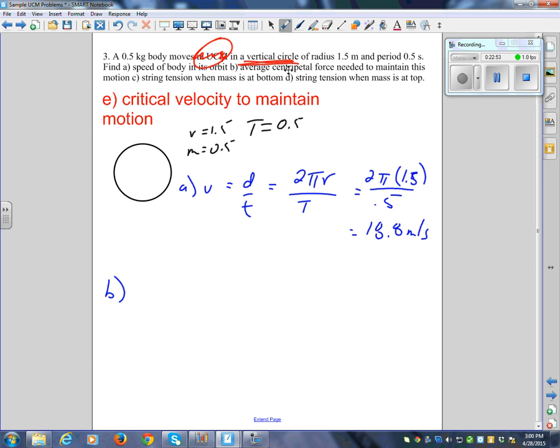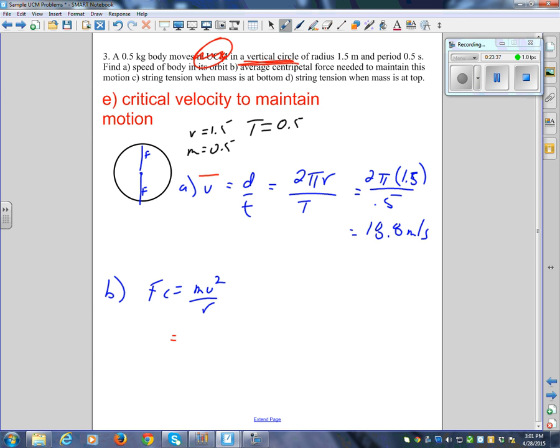Now, the average centripetal force needed to maintain this motion. Average, because we know the force at the bottom is going to be greater than the force at the top. So first the average force, and then we'll figure out the force at the bottom and at the top. Fc is equal to mv squared over r. Is this speed, 18.8, constant? It's not, so this is actually the average velocity. So the average force is based upon the average velocity.